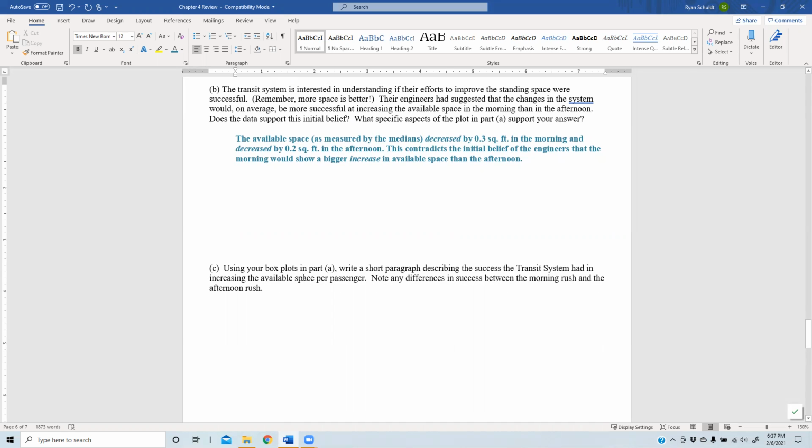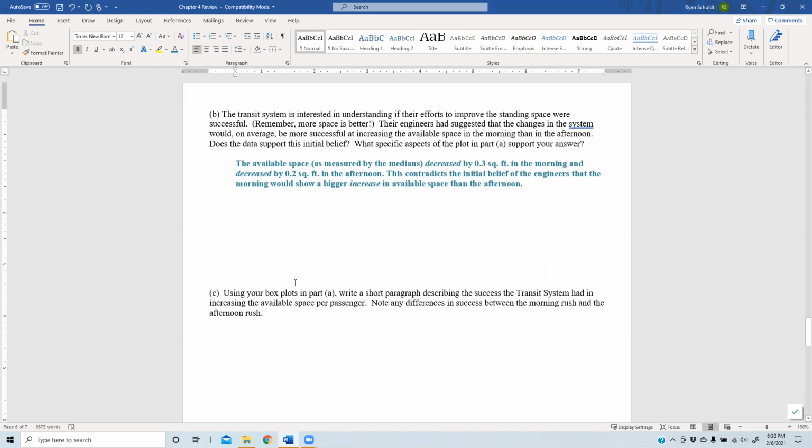Part C says, using your box plots in Part A, write a short paragraph describing the success the transit system had in increasing available space per passenger. Note any differences in success between the morning rush and the afternoon rush. Well, we've already kind of talked about this the whole time. There wasn't much success.